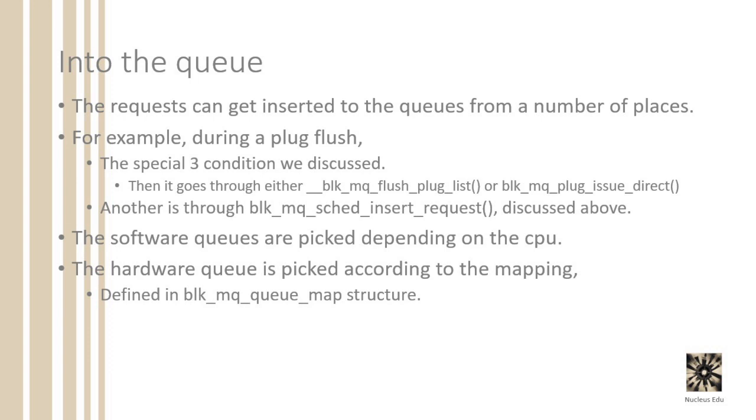And usually how these map structures are arranged is that it's an array where the index is the software queue number and the value inside the array is the hardware queue number, and that is how mapping is done between software queues and hardware queues.